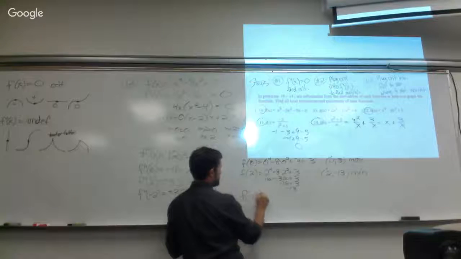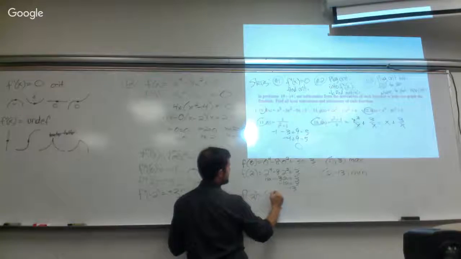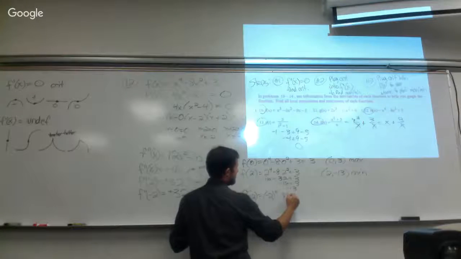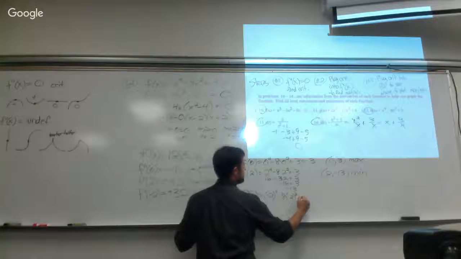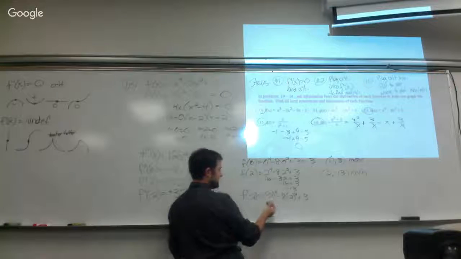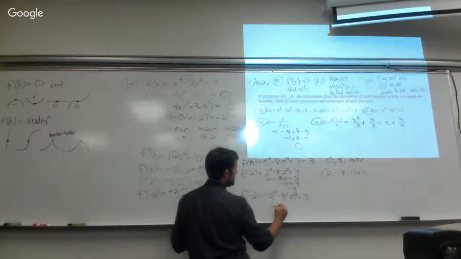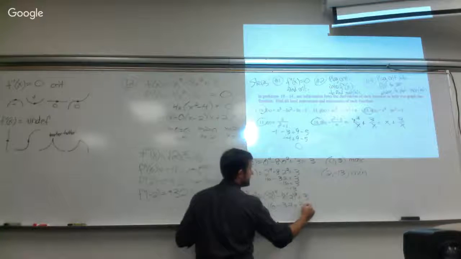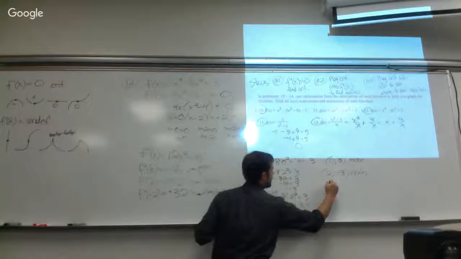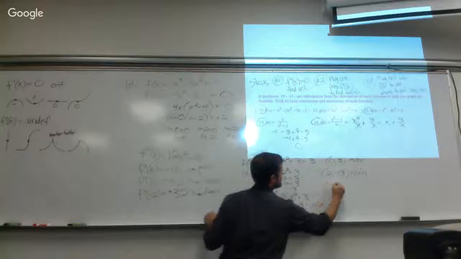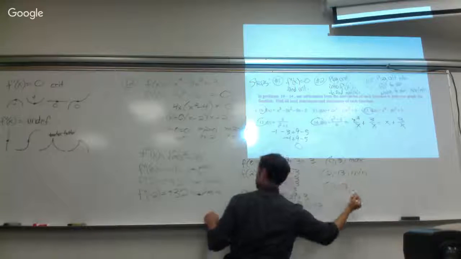And then we'll plug in the point f of negative 2, so negative 2 to the 4th, minus 8 times negative 2 squared, plus 3. And because it's an even function, squaring a negative 2 gives us the same result, right? So that's still 16 minus 32 plus 3, so it's still negative 13. So that last coordinate is negative 2, negative 13, which is also a minimum.